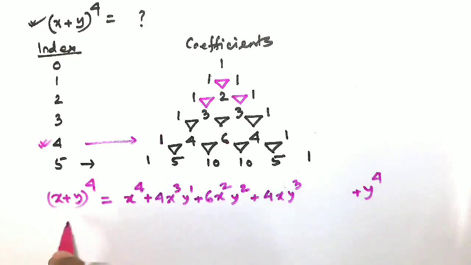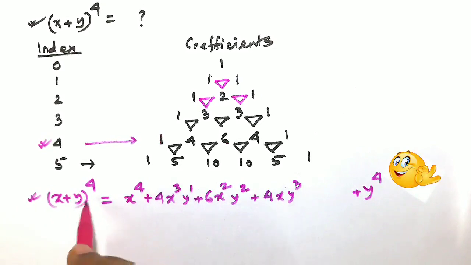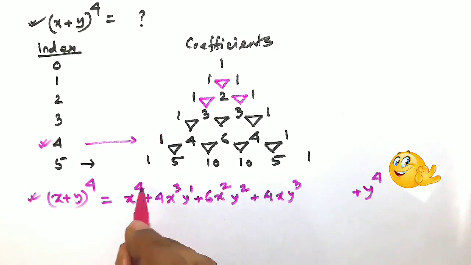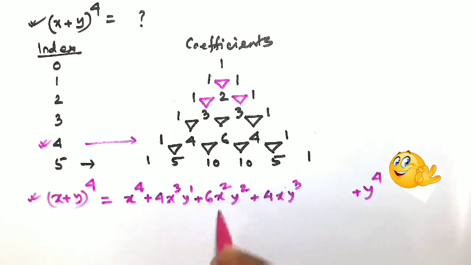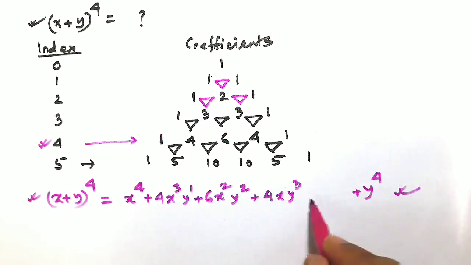This is actually the expansion or the formula of (x + y)^4. The formula is x^4 + 4x^3y + 6x^2y^2 + 4xy^3 + y^4. Okay, there is no gap between.